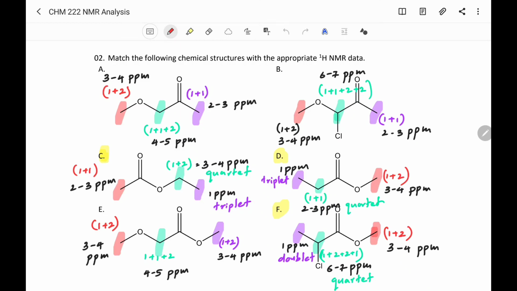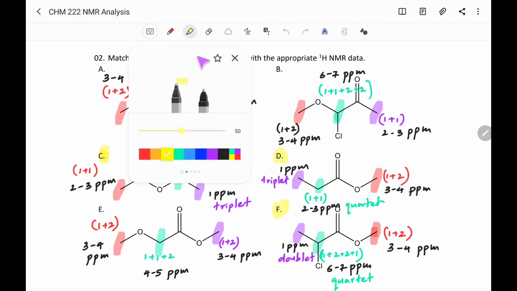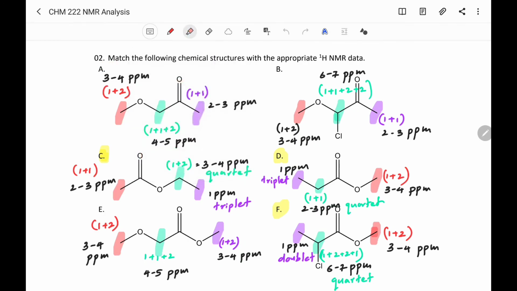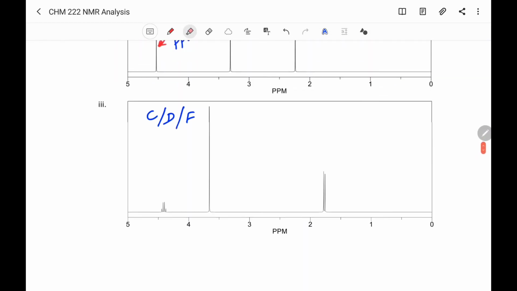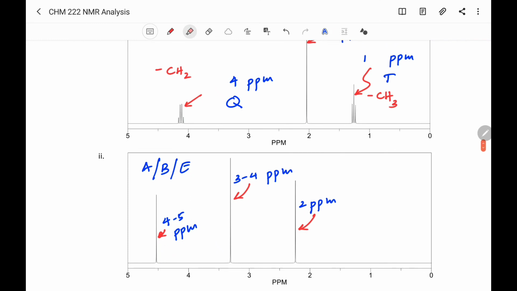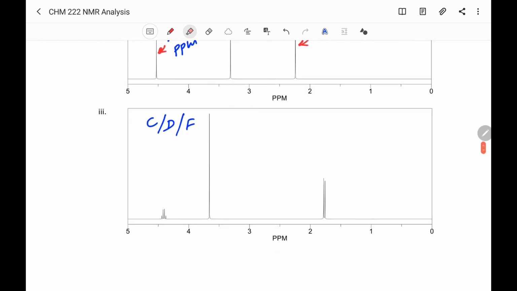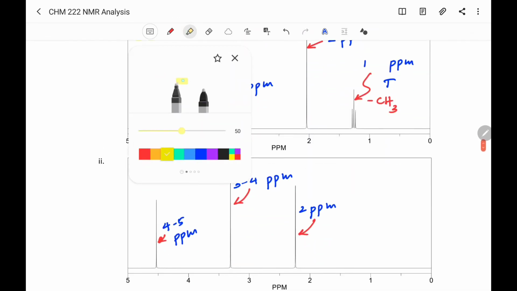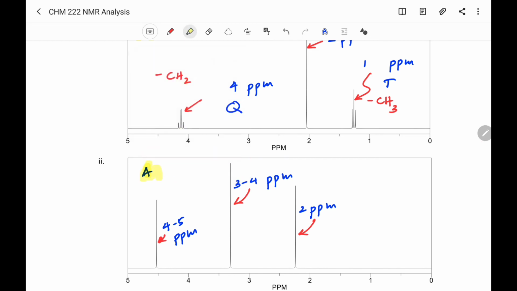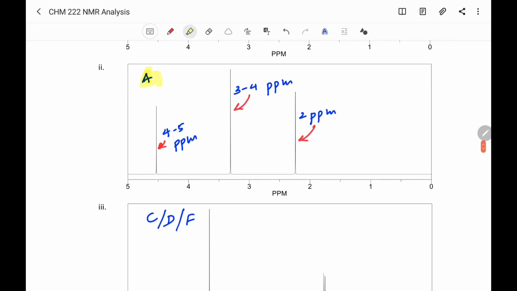So by comparing the chemical shifts, I think the best suited structure will be A. A will be the most suitable structure for the spectrum we just analyzed. All right, so A will be the most suitable structure for the number 2 NMR. So in the third one, we already assigned C, so we don't have to worry about C anymore. Let's erase that.